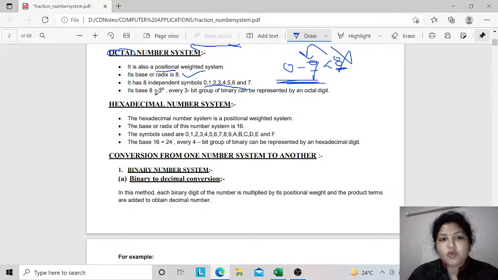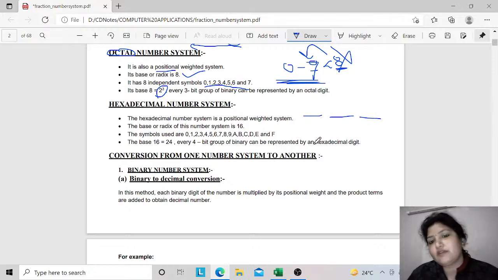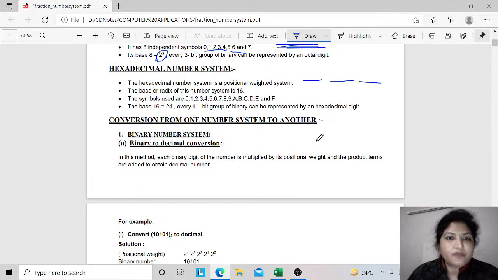And the most important thing, it is basically a combination of 2 to the power 3. When we segregate into groups, in the padding concept, we usually take 2 raised to the power 3 digits, right?